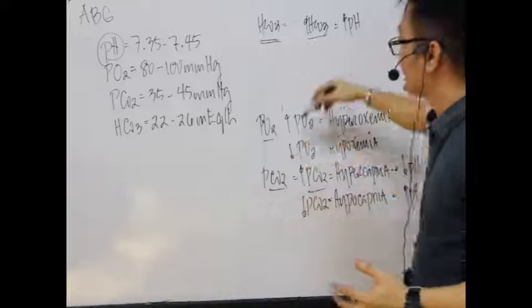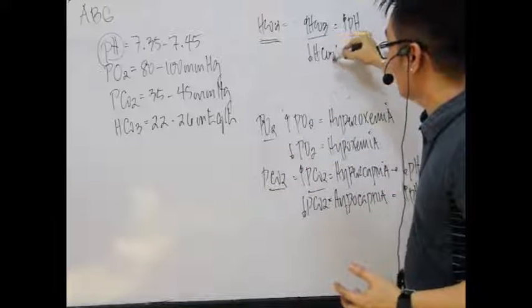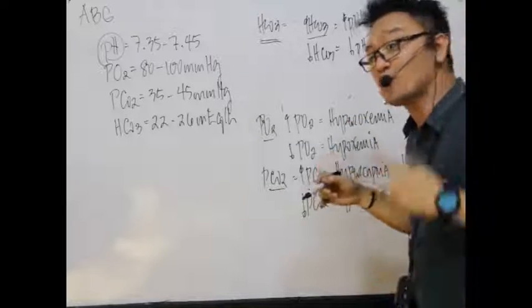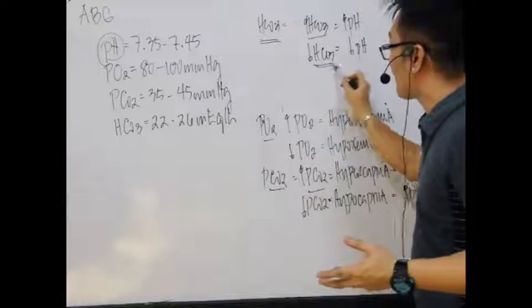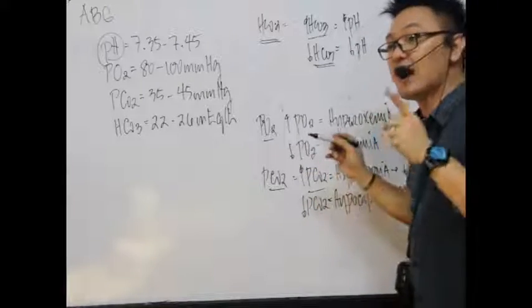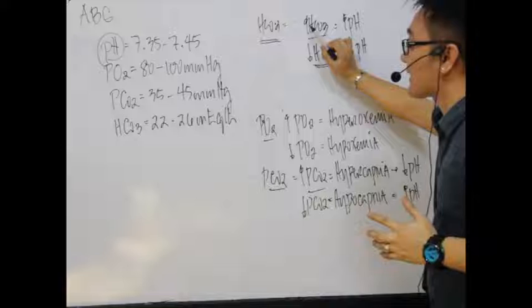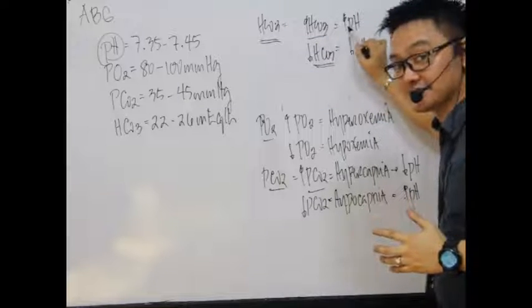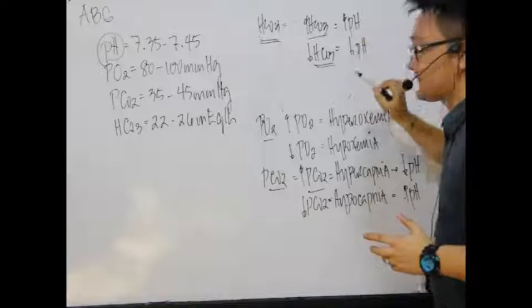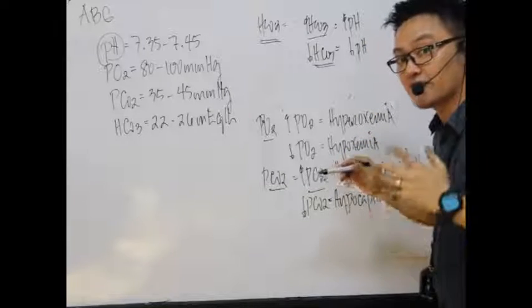And it follows that if there is a decrease in your bicarbonate, there will also be a decrease in your pH, resulting to acidosis. Why? Because if there is no bicarbonate, nobody now will neutralize acidity, resulting to acidosis. That is why an increase in the bicarb can cause alkalosis. A decrease in the bicarb will also cause acidosis. Are you with me? So don't forget this.